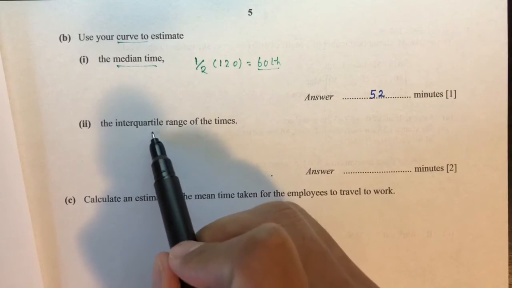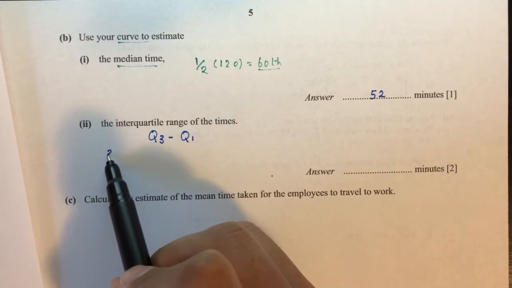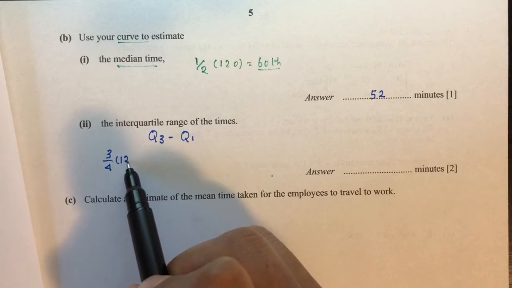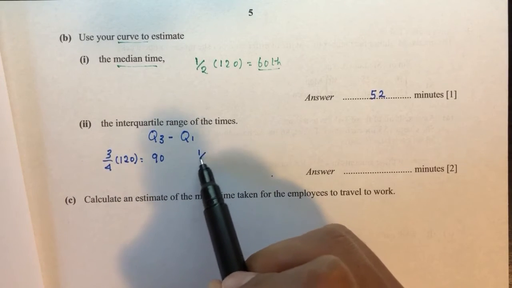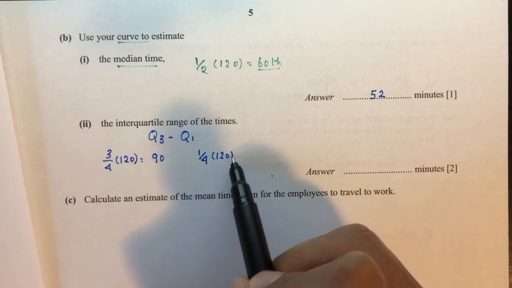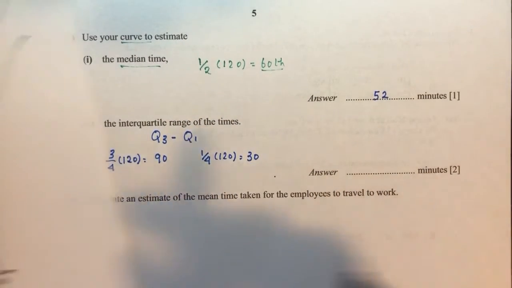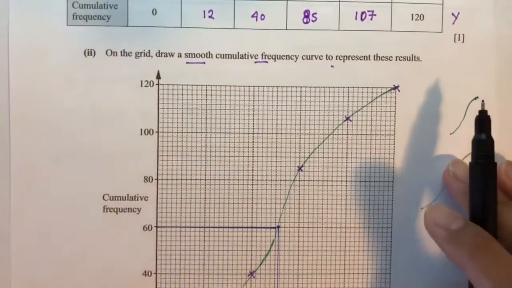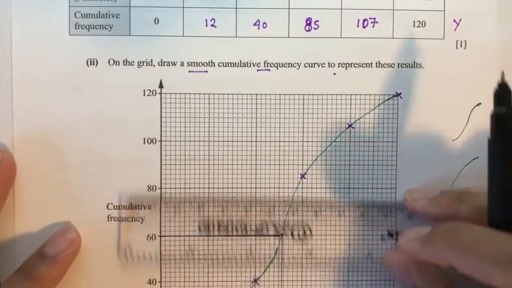Now for the range, you have to find Q3 minus Q1. Q3 is 3/4 of 120, which is the 90th element. Q1 is 1/4 of 120, which is the 30th element. So let's find that using the graph. So where's the 90th element? It will be on this line.